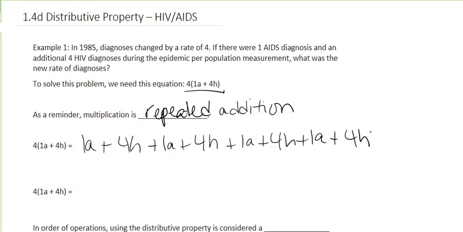So in this example, we combine all the like terms. We have all the 1a's, and then we have to add all these 4h's together, which is the same as saying when we add all together, we have 4 1a, so that equals 4a, and we have 4h plus 4h plus 4h plus 4h is 16h.